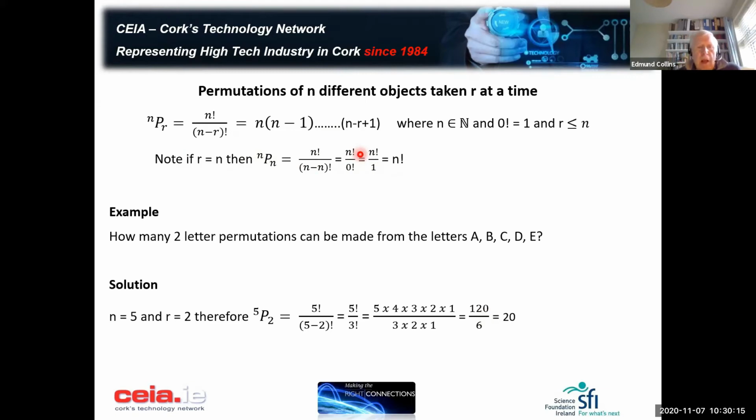So here's an example of working out nPr. How many 2-letter permutations can be made from the letters A, B, C, D, and E? The first thing is to see, what's our total set of letters? We have 5, so n equals 5. We're asked to select 2 of those, so r equals 2. Therefore, we're looking for 5P2, which is factorial 5 divided by factorial 5 minus 2. I've just worked it out there: it's 120 over 6, which equals 20.